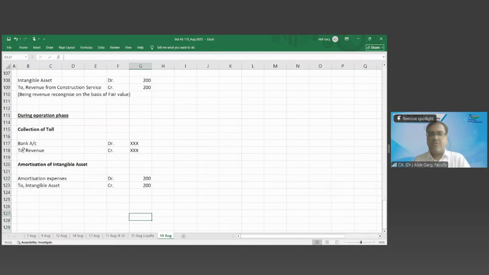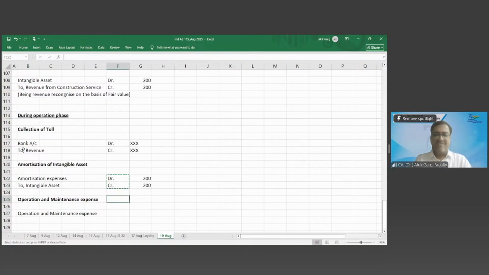Right, sir. Okay. So during the operation phase, there could be a maintenance expense also, right? For example, this entity is incurring an operation and maintenance expense. What is the accounting entry for operation and maintenance expenses? Simple. Operation and maintenance expense debit to bank account. Very good. The numbers are not given, but let me write XXX.